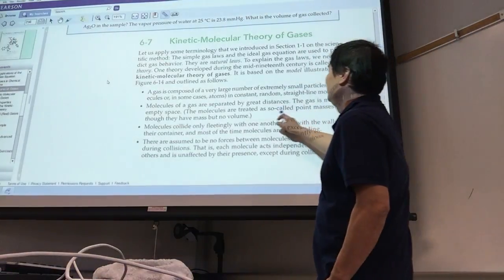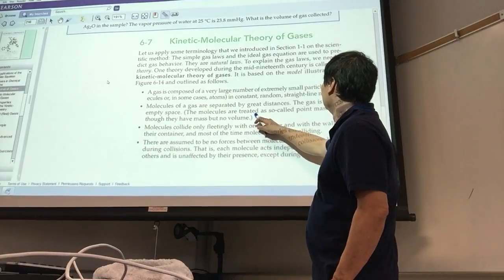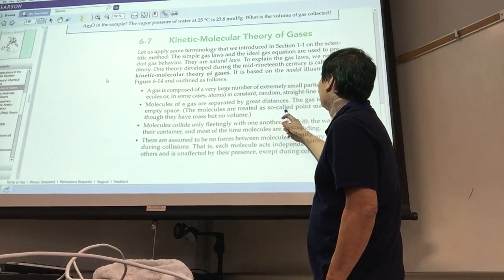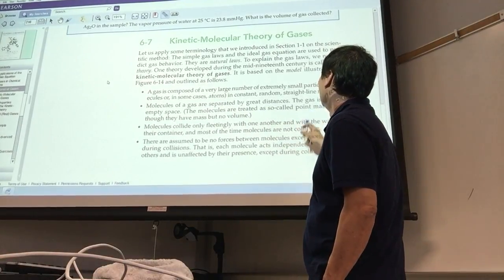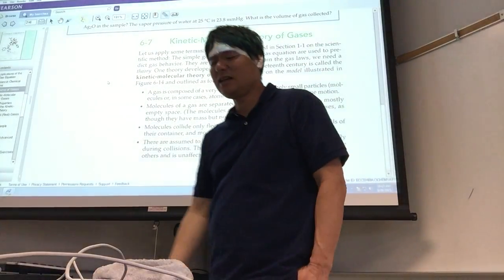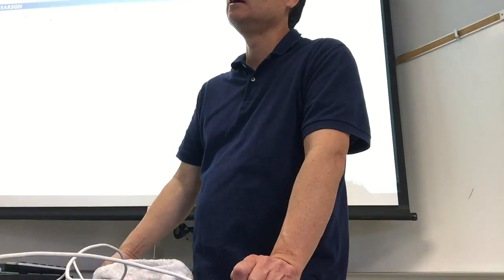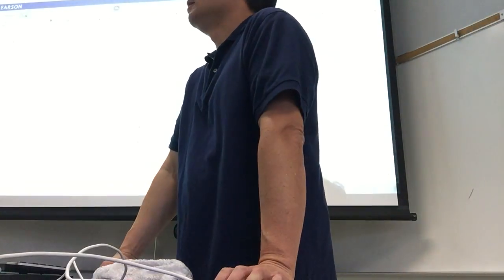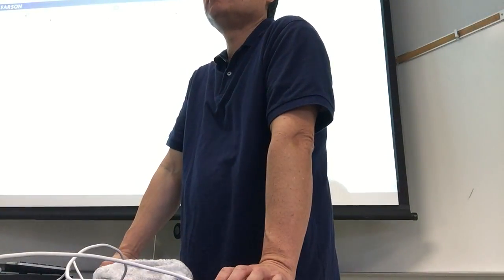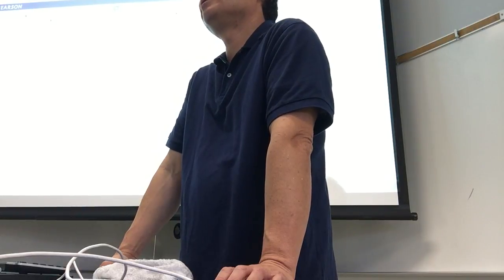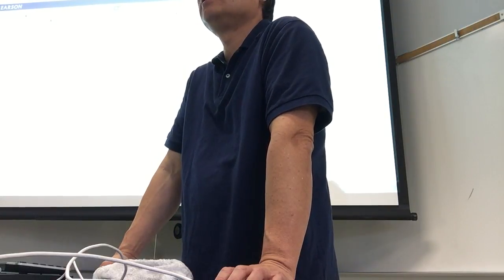The molecules are treated as so-called point masses. Are molecules point masses? That is, when you look at a molecule, is it just a tiny point in space? No, it isn't. Molecules have shapes to them. You've probably done VSEPR, right? Have you done VSEPR? Obviously. You must have done VSEPR.